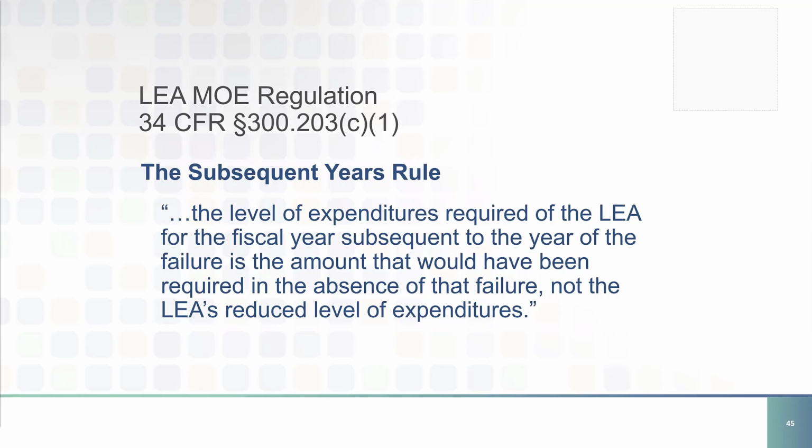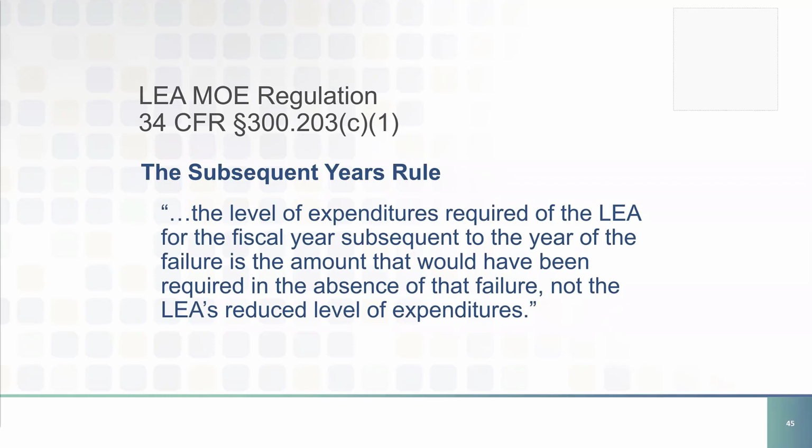Therefore, this may or may not be the most recent fiscal year for which information is available for the eligibility standard, or the preceding state fiscal year for the compliance standard. The subsequent years rule is needed because if an LEA fails MOE by any method, it must meet MOE in the subsequent year by the amount prior to the failure using that method, and not by the lower failed amount. Without the subsequent years rule, LEAs could circumvent the MOE regulation by matching MOE failure rather than success.